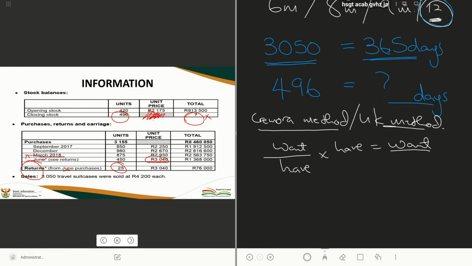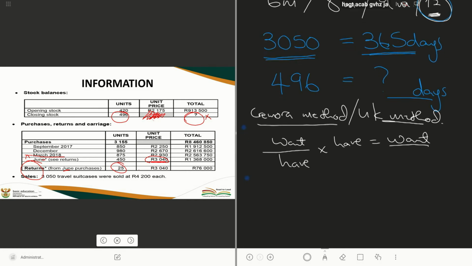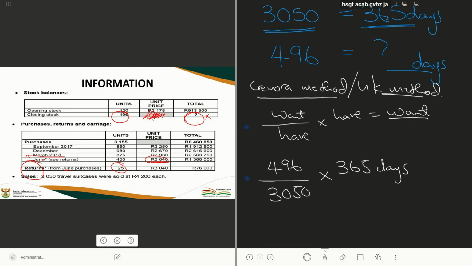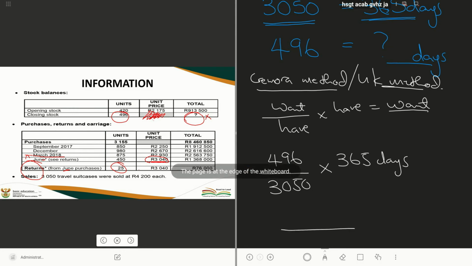Now, we're going to come and say, what is it that we want? Here we want 496. 496 over what we have, which is 3,050, multiplied by 365 days. Boys and girls, I want you to have a calculator. You're going to say 496 over 3,050 multiplied by 365.